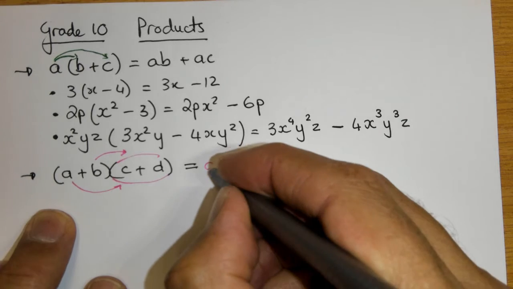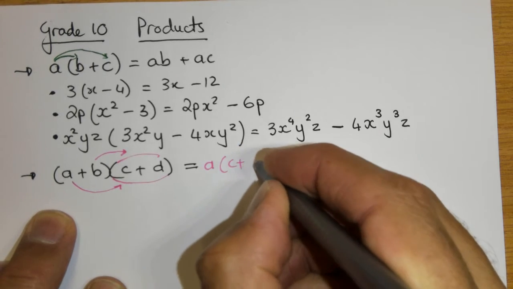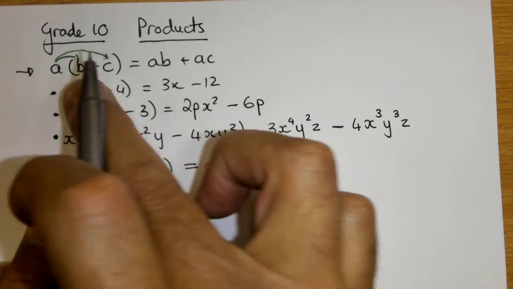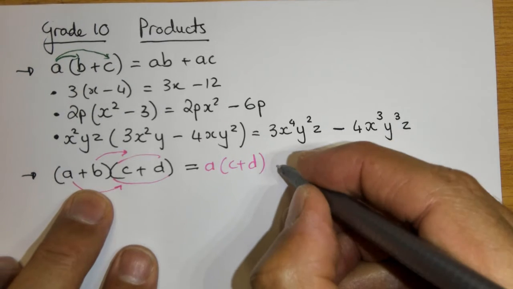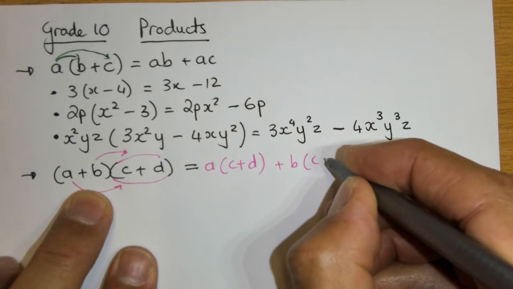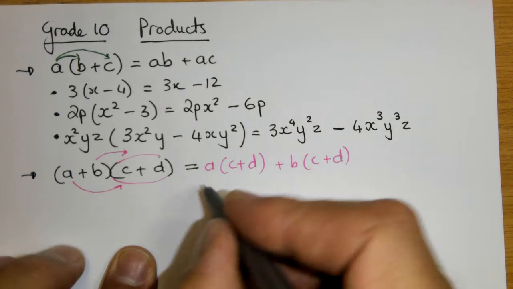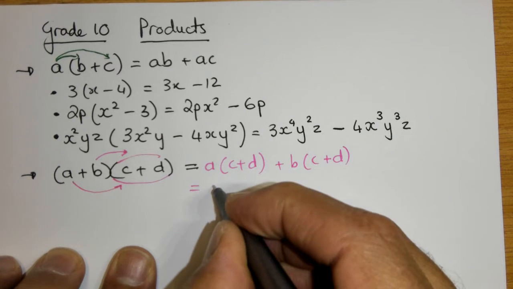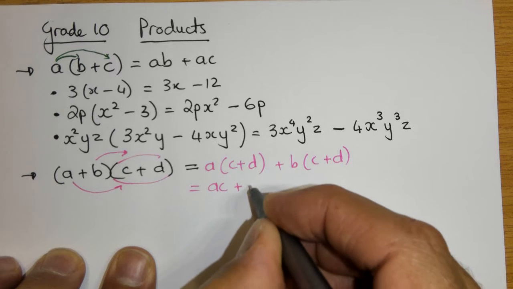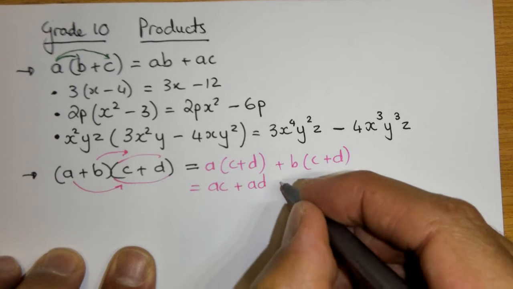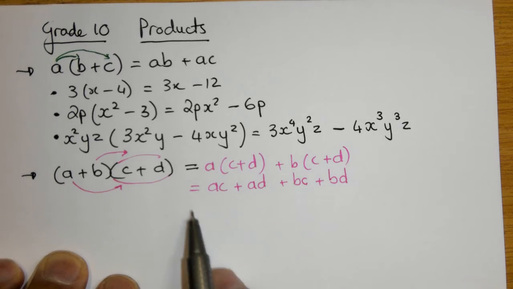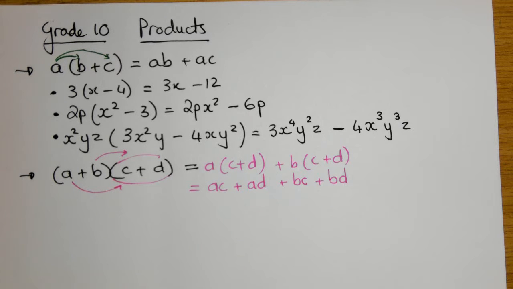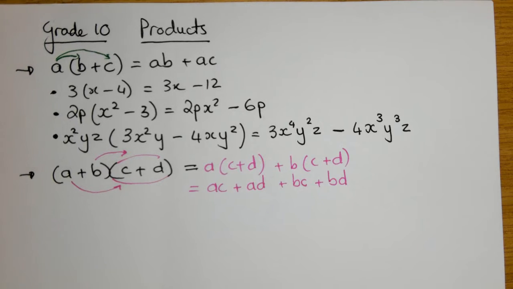So it will be A times C plus D. Like it was here, I take it to each of the numbers here, plus B times C plus D. Okay, that gives me what? AC plus A times D is AD, plus BC plus B times D. Now there's nothing here that I can clean up. There's absolutely nothing for me to clean up there.